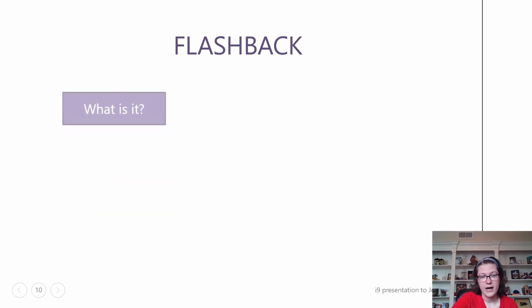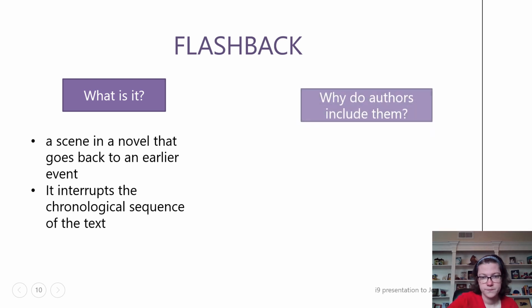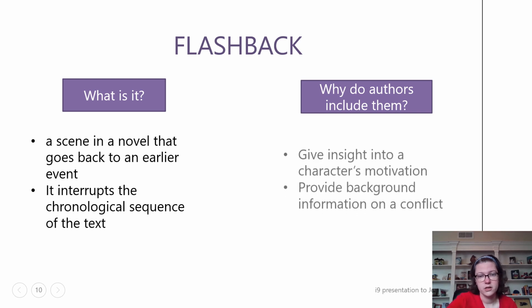All right, what is a flashback? A flashback is a scene in a novel that goes back to an earlier event. It interrupts the chronological sequence of the text. Now remember, chronological means in order, so first, second, third, next, last, right? But a flashback is like putting a pause, and then you go back in time and see something that happened to that character previously. So why do authors include them?